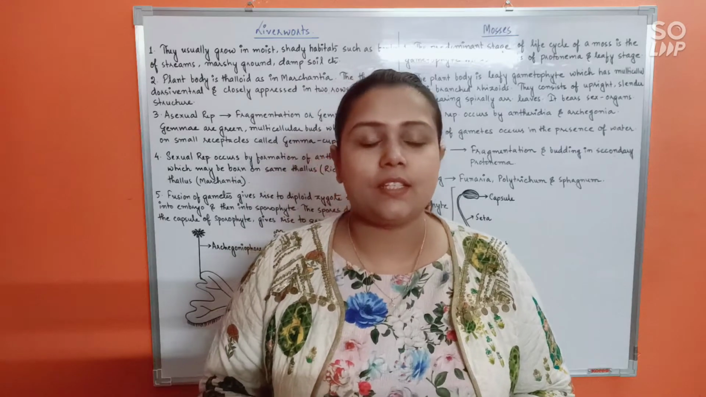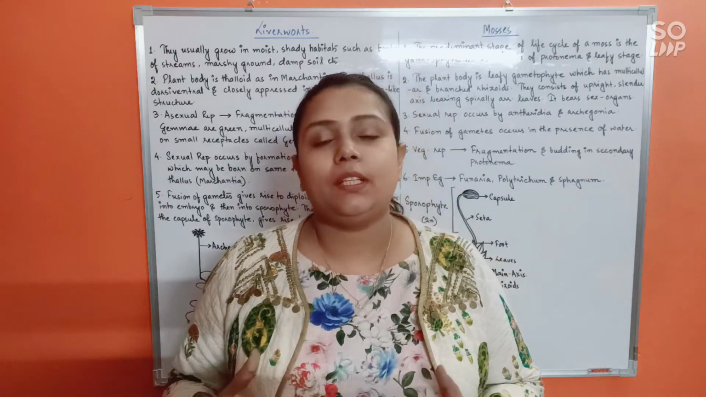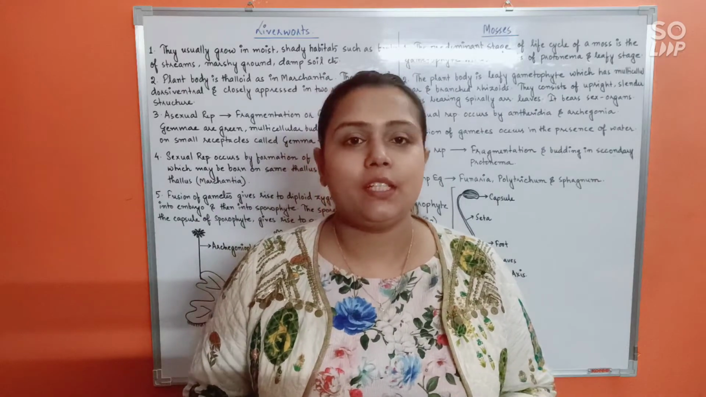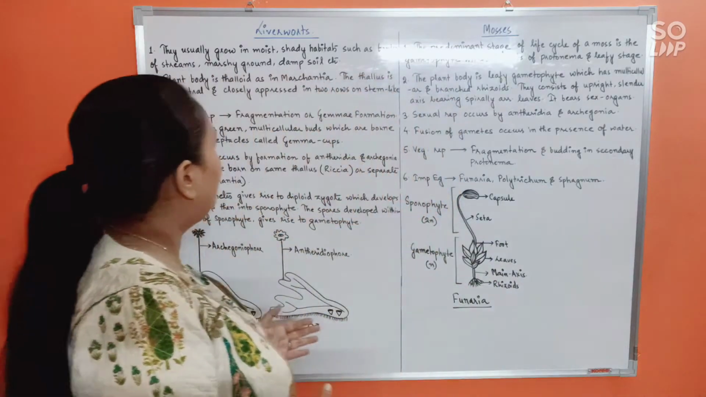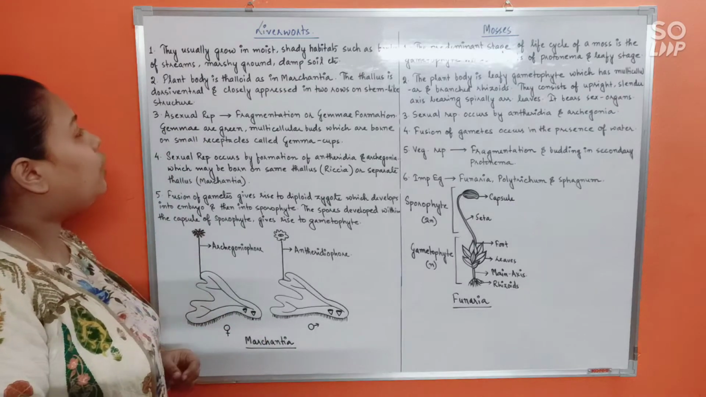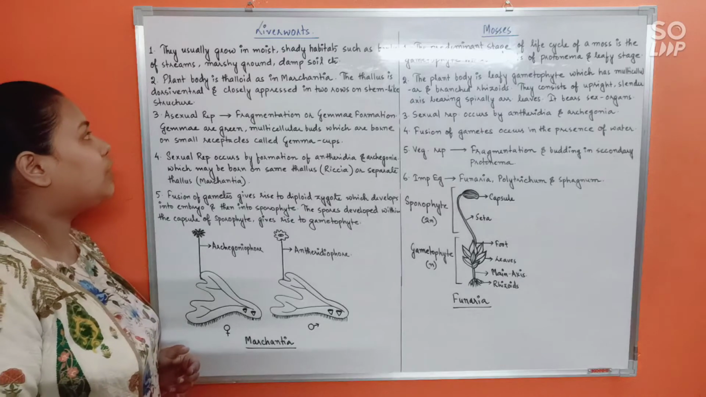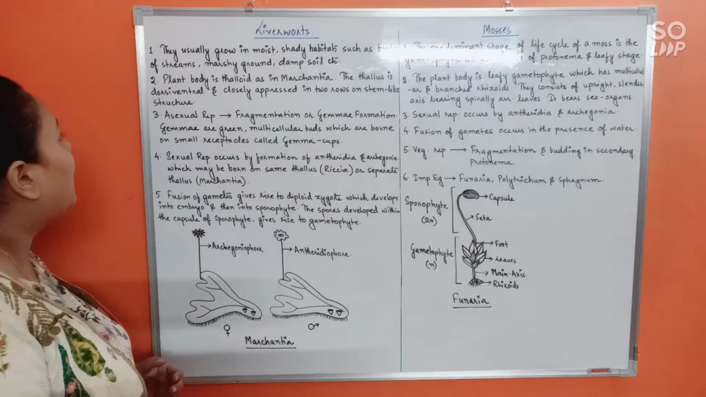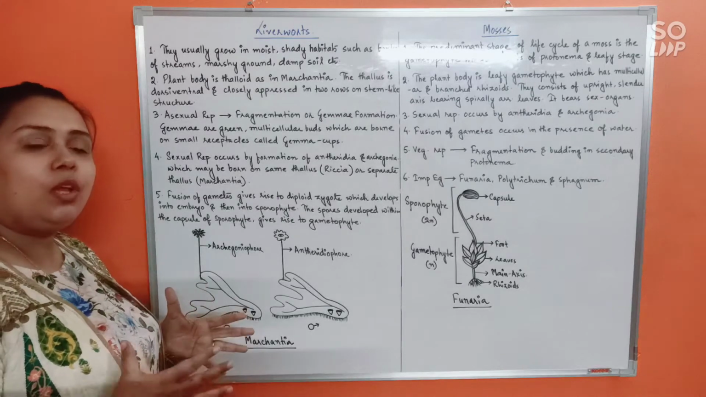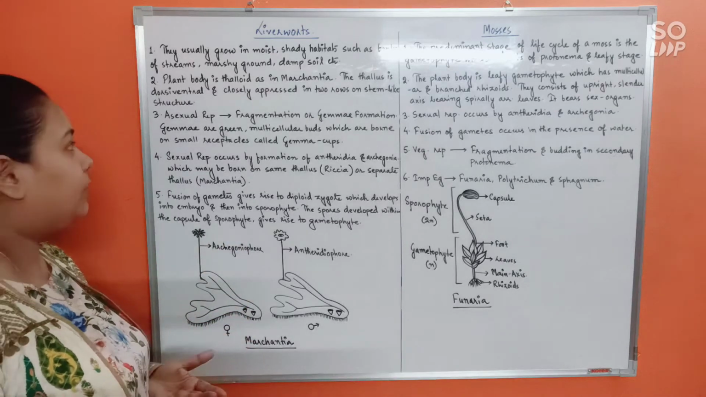Types of bryophytes. As I've told you already, bryophytes can be of two types: the simple thalloid liverworts and the advanced mosses. So look at the first one, that is liverworts. They grow in moist and shady habitats such as banks of streams, marshy ground, damp soil, etc. And they would usually be growing always together, in the form of carpets in moist soil.